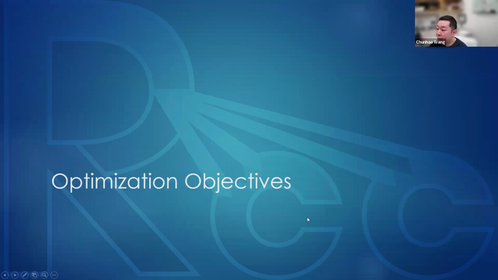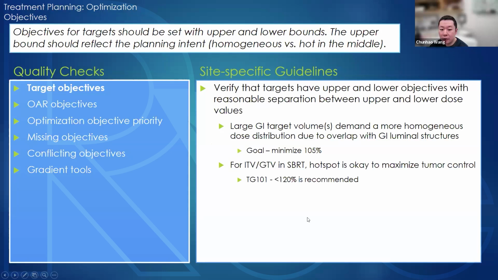Okay, moving on to optimization objectives. For target objectives, we want to verify the target has both upper and lower objectives with a reasonable separation. The large GI target volumes demand a very homogeneous dose distribution due to their overlap with functional GI luminal structures. So our goal is to minimize the 105%, of course, and control the hotspot.